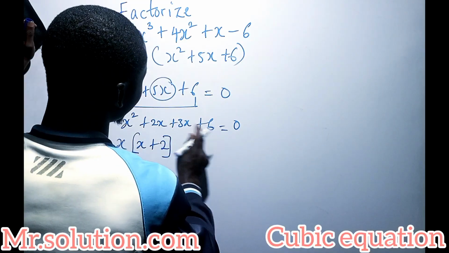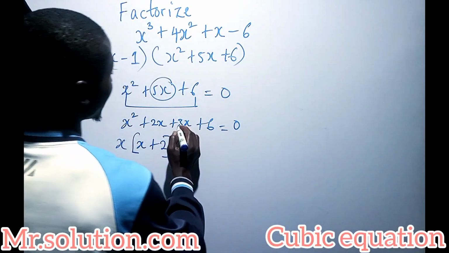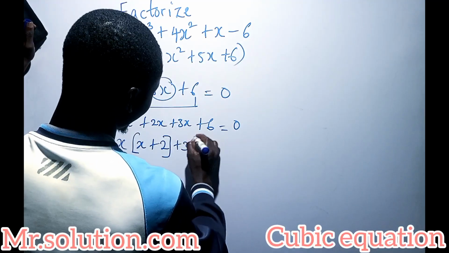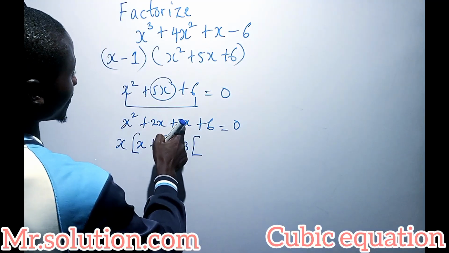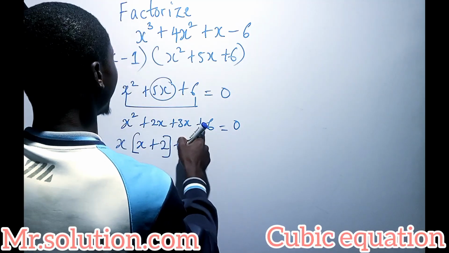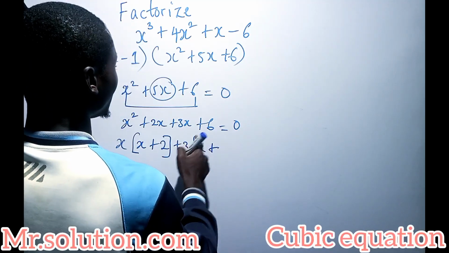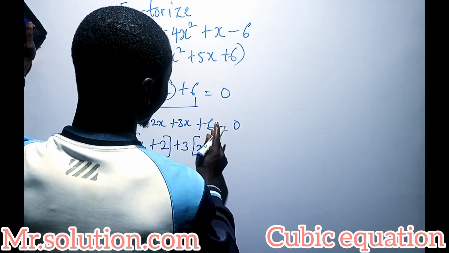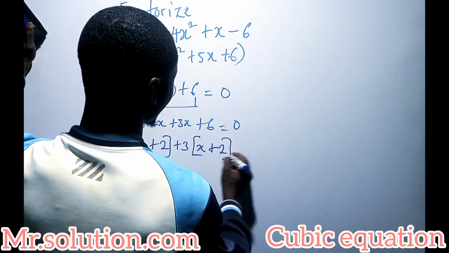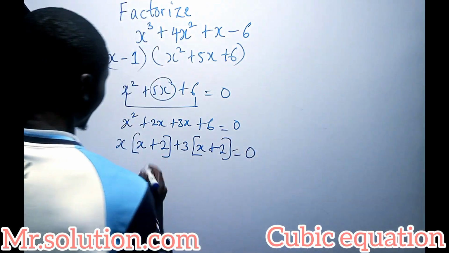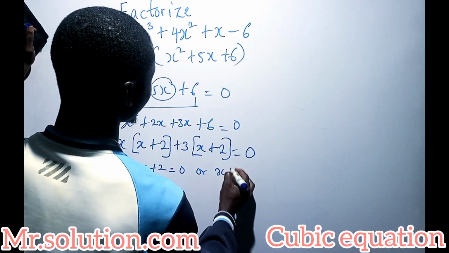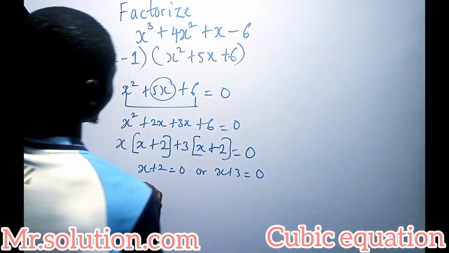Now, what can you find between these two terms? You can see that 3 is here and 3 can go here. So you bring out this plus, then your 3. If you move 3 from 3x, you are left with x, plus multiply plus gives us plus. If you move 3 from 6, 6 divided by 3 gives us 2. You are left with equals 0. Now these two terms are not equal, so we say x plus 2 equals 0, or x plus 3 equals 0.